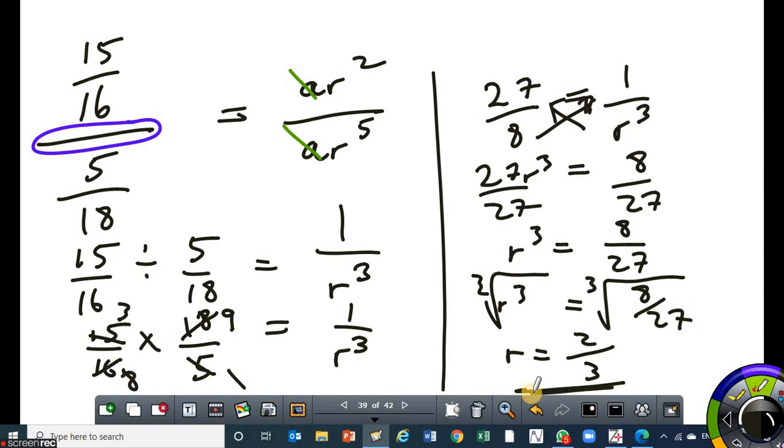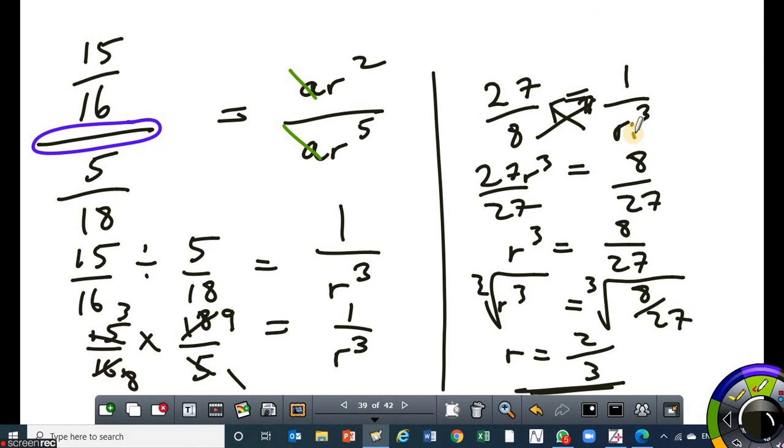So what do you get for 8 over 27? I cross multiply. This R cubed multiplies the 27, the 8 multiplies the 1. And then you divide both sides by 27, which is the same as swapping these two and swapping those two.